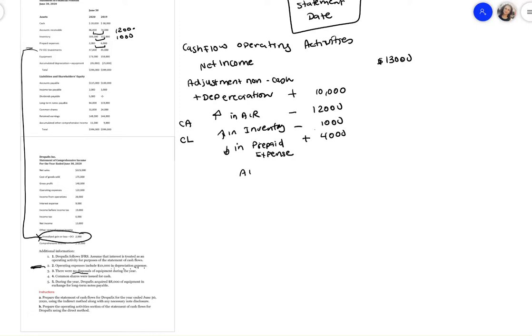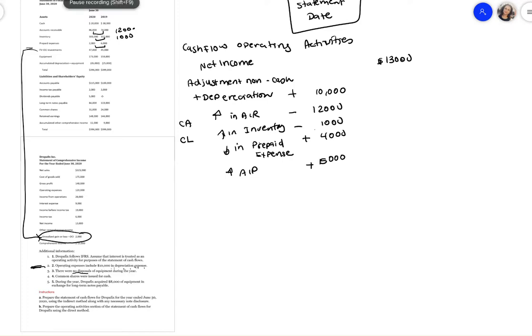So the next, I'm going to go to my accounts payable. There was an increase in accounts payable. If it's an increase, that will be a positive. In this case, how much is the increase? It is 15,000, so that is a positive number.